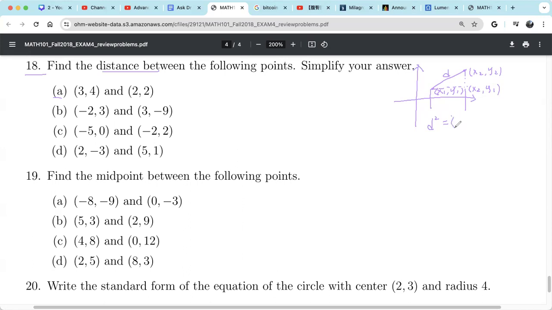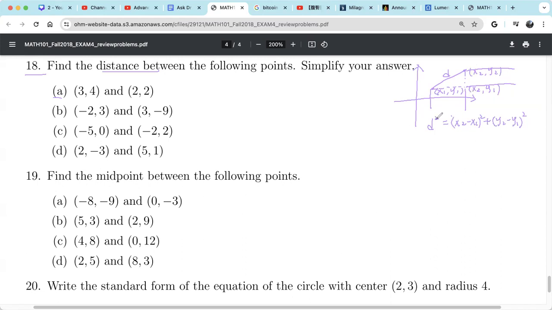So by the Pythagorean theorem, that's this length squared, which is x2 minus x1 squared, plus this side, which is y2 minus y1, so y2 minus y1 squared. Because we usually have base squared plus altitude squared equals the hypotenuse squared. In this case, the length of the base is x2 minus x1, and the height of this triangle is y2 minus y1.